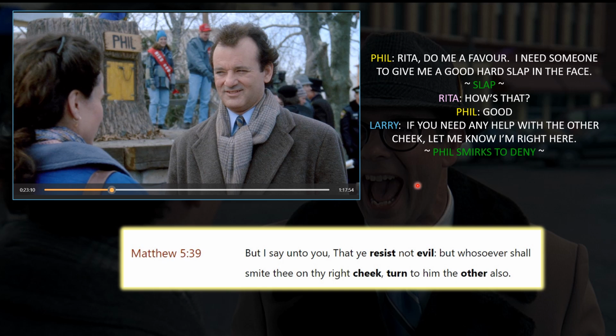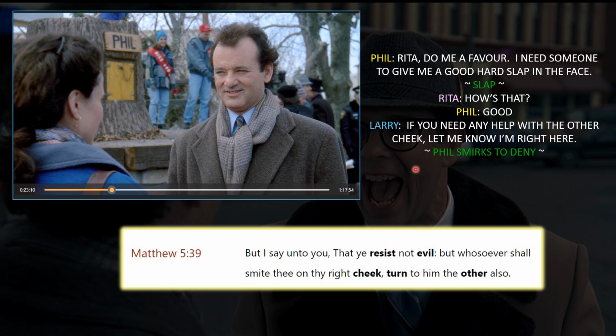And here's an example where Phil denies Christ. The second day, Phil arrives at the same festival. He's freaking out here because he's living the same day for the second time. He asks Rita, "Rita, do me a favor. I need someone to give me a good hard slap in the face." She slaps him a good one. Rita says, "How's that?" Phil replies, "Good." Larry, the cameraman, says, "If you need any help with the other cheek, let me know. I'm right here." And Phil gives him a dirty smirk as if to deny that ridiculous idea.